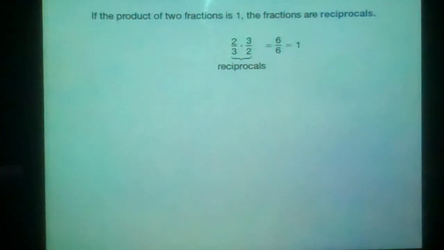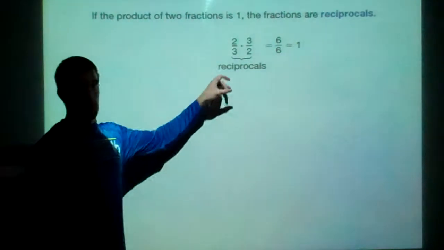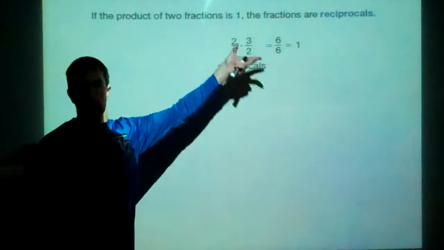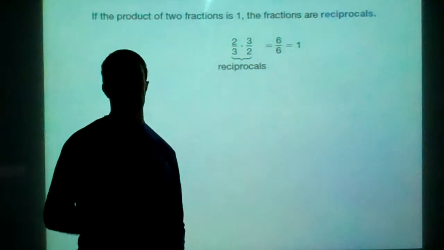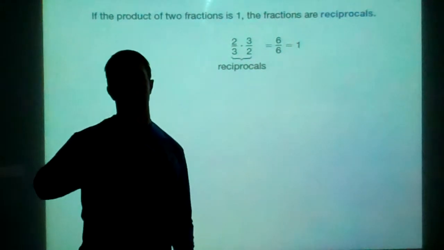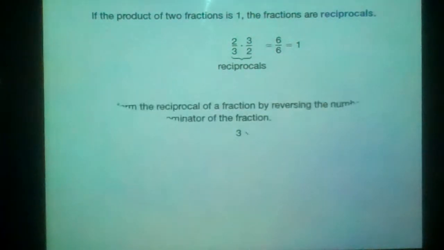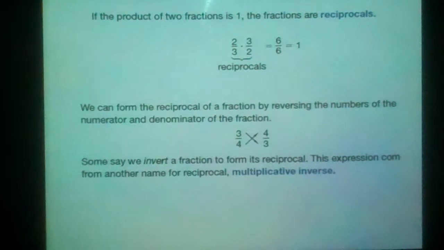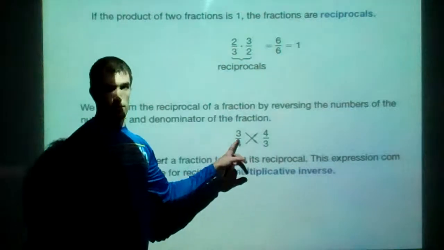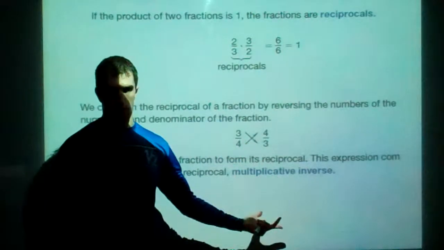Basically, the whole thing about reciprocals, we're going to make this really easy. These two fractions, 2/3 and 3/2, are reciprocals. All we did was flip one of them around. Okay? Reciprocal, that's all it means. Flipping the fraction around. So your numerator goes to your denominator, denominator goes to your numerator. And that's shown by this right here. We can form the reciprocal of a fraction by reversing the numerator and the denominator of the fraction. So, the reciprocal of 3/4 is 4/3. Alright?